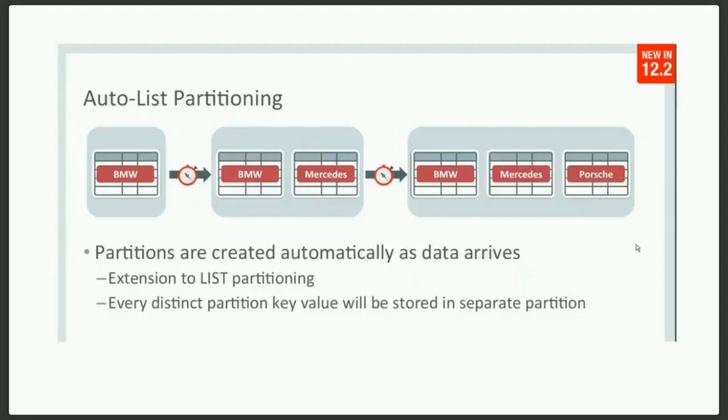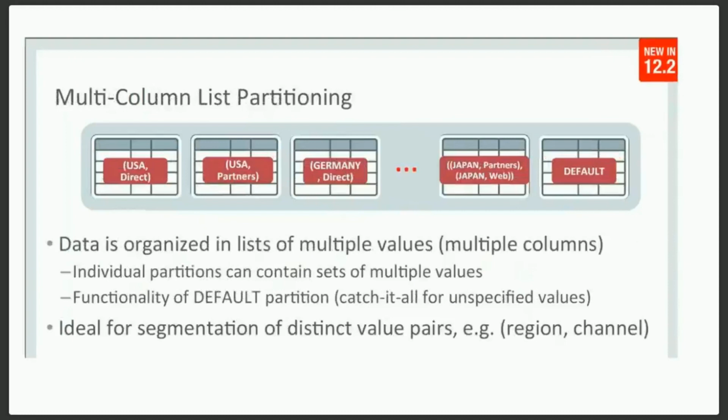With the auto list partitioning, again, it's based on a list of values, but when a new value that's not present in the list of values in the table is being inserted into the table, a partition is automatically getting created for that particular value to accommodate that. So this is an extension to list partitioning, and every distinct partitioning key will be stored in its own partition. So the bottom line is that very similar to interval partitioning, in a list partition table, partitions are created automatically as the data arrives.